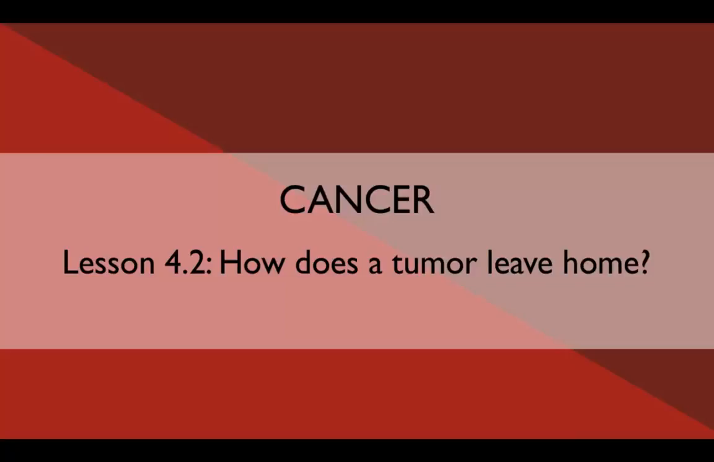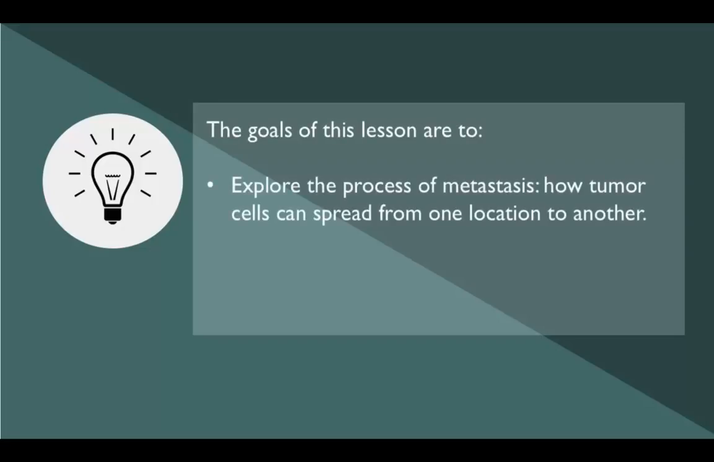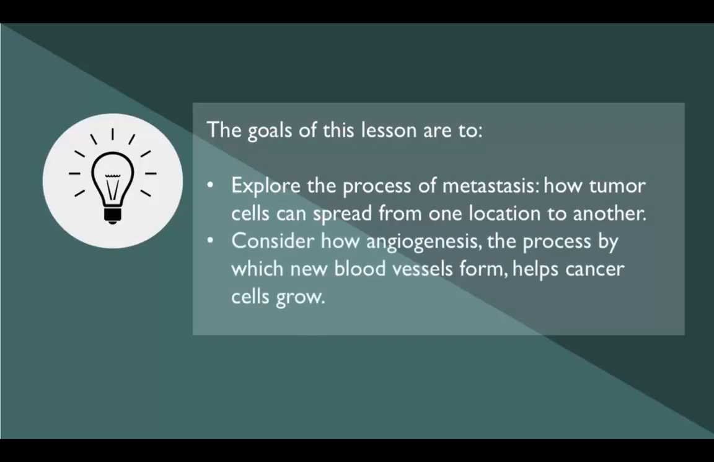Welcome to Cancer Lesson 4.2, How Does a Tumor Leave Home? The goals of this lesson are to explore the process of metastasis, how tumor cells can spread from one location to another, and to consider how angiogenesis, the process by which new blood vessels form, helps cancer cells grow.